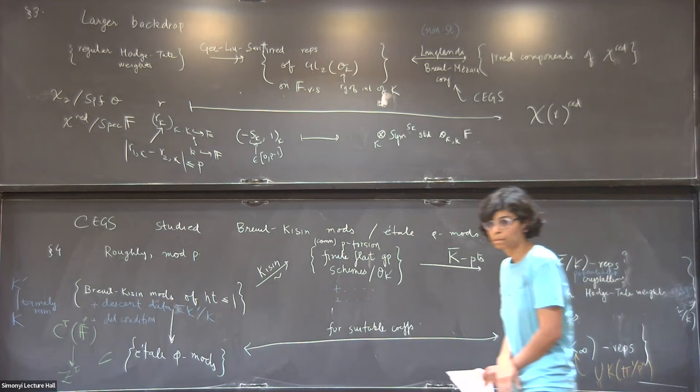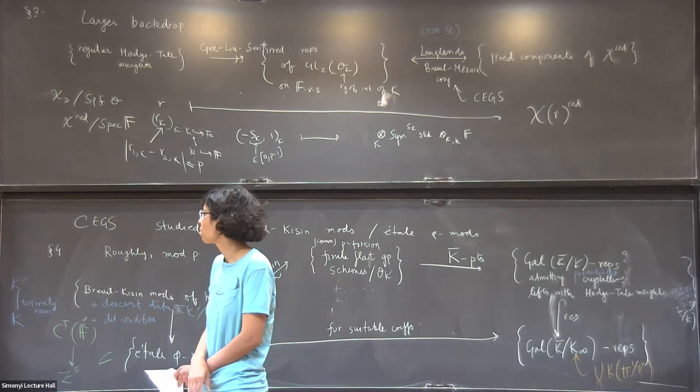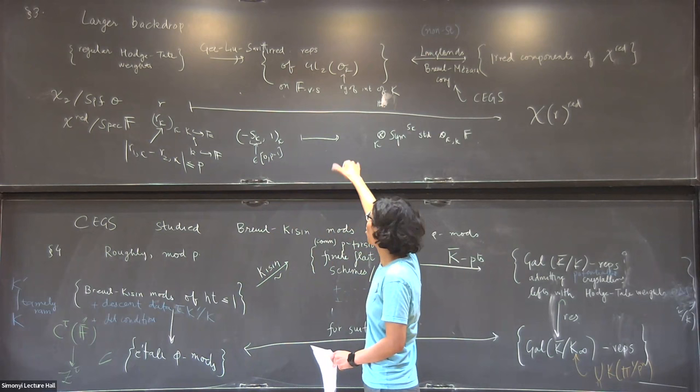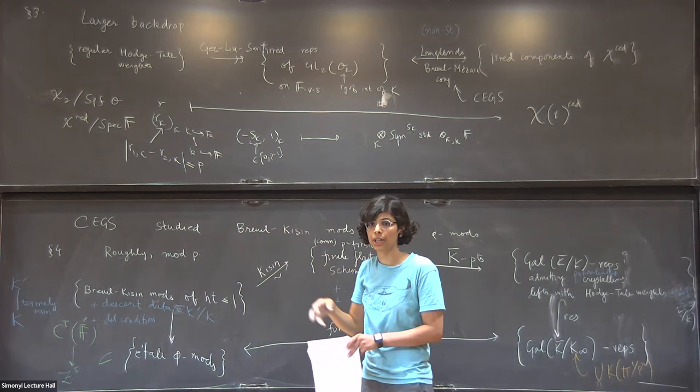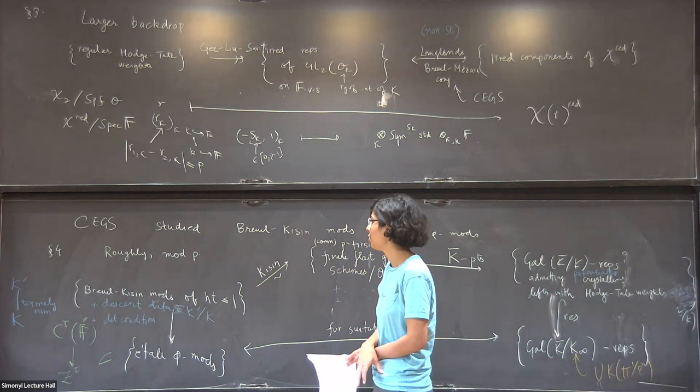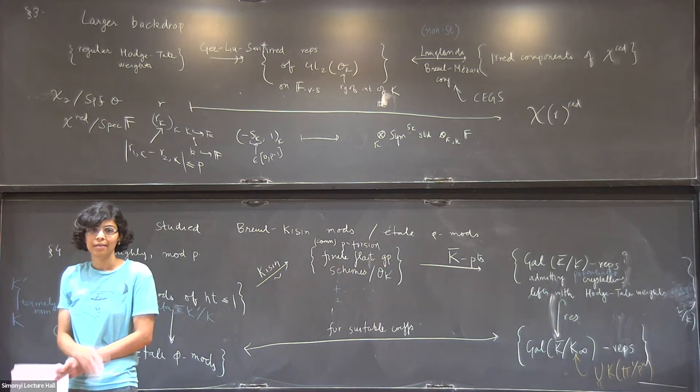Do you expect to have operators like this for GL3, or is this special to GL2? In the GL2 case, it is special that having modular of some weight is equivalent to having crystalline weights of a specified Hodge-Tate weight. This is not true in GL3. So essentially, you could study some locus, but I don't know what could be said about it.